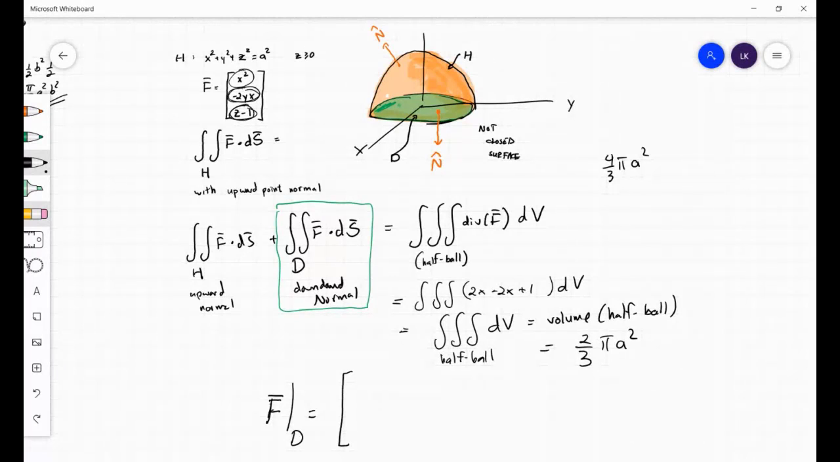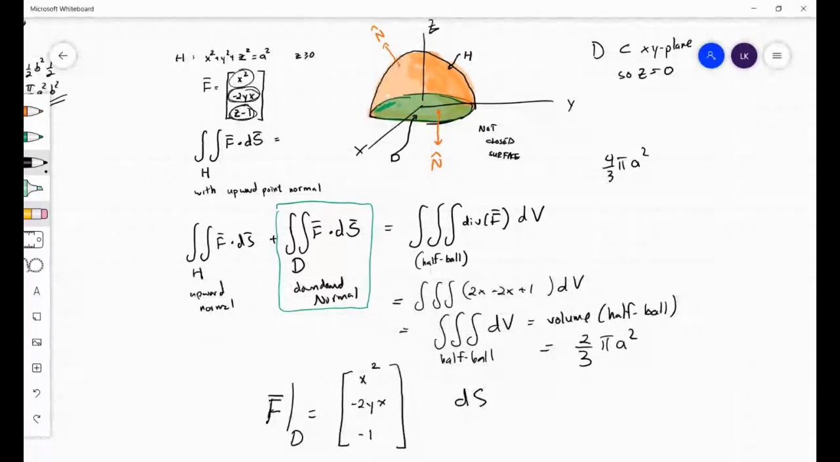I didn't draw my axes, but I should have. So this disk is in the plane, it's a subset of that. So z has to be 0. So I can just take my vector field and restrict it to the plane, so I can just let z equal 0.